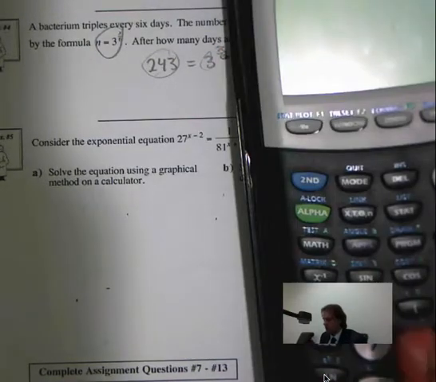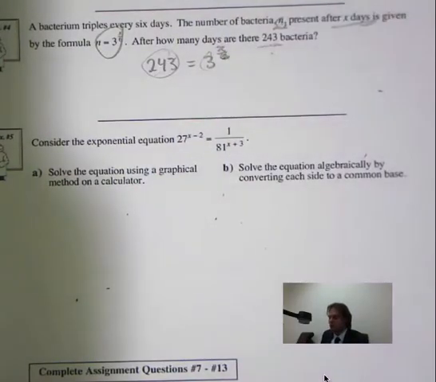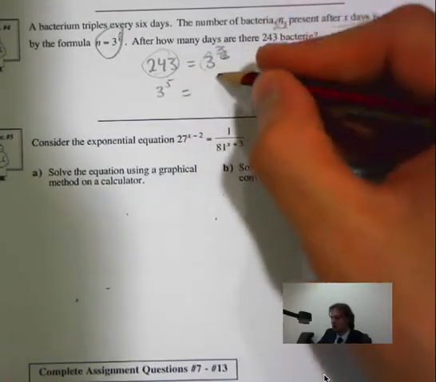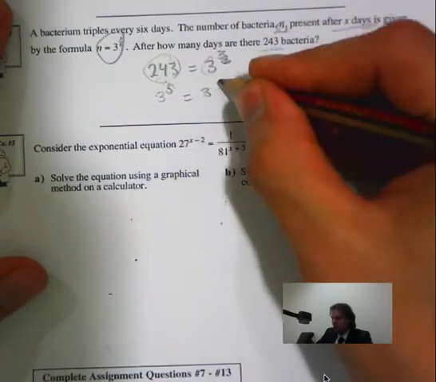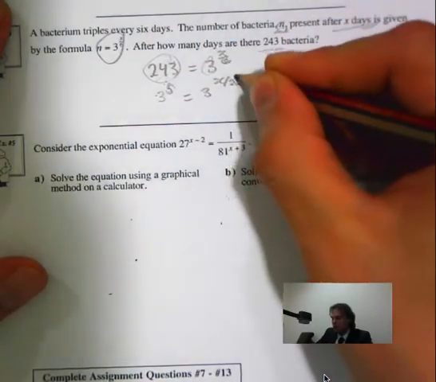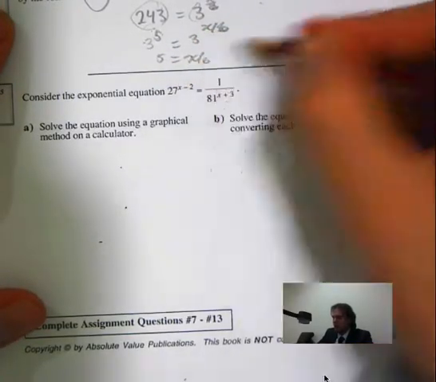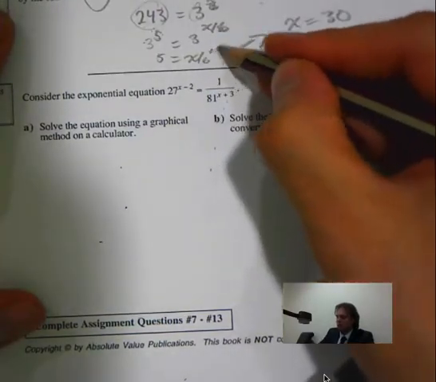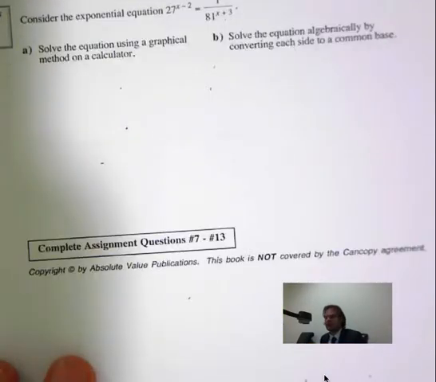Let's try this out. How many 3's do we have to get there? So I'm going to try 3 to the power of 5 first. Oh, 243. Look at that, lucky guess. So I get 3 to the power of 5 is equal to 3 to the x over 6. Now, that means 5 is equal to x over 6. Therefore, x is equal to 30. So I multiply both of these by 6 to solve for x. And x is equal to 30. All right?